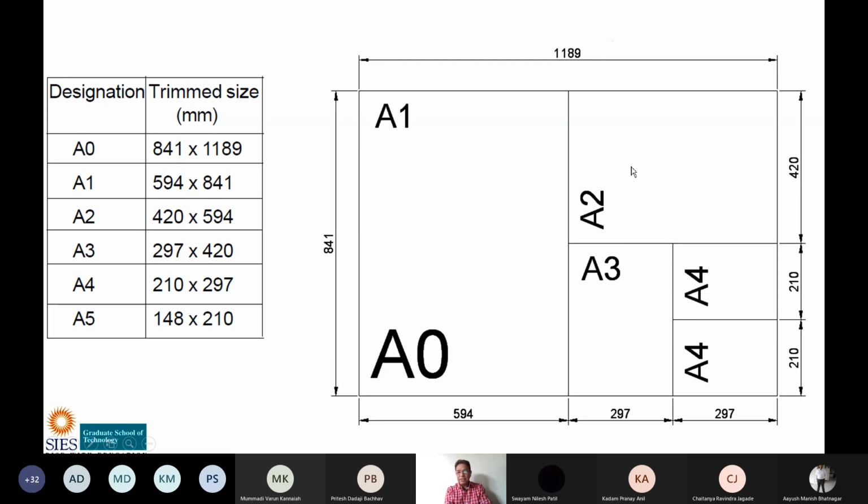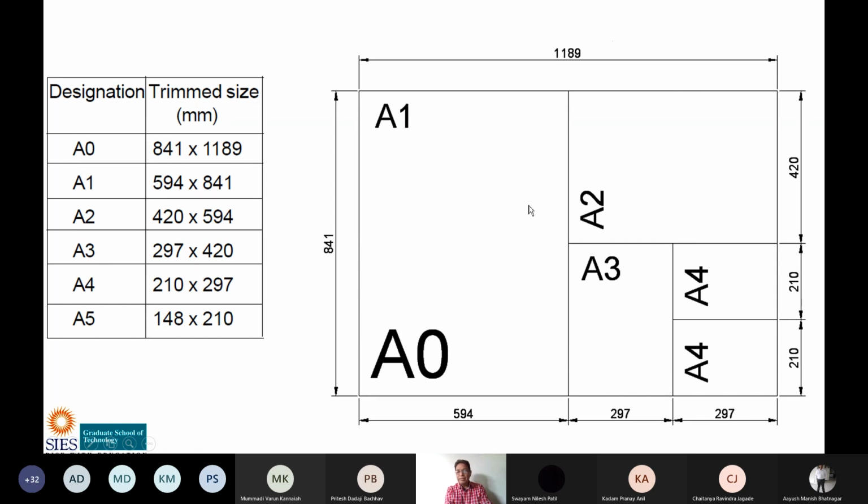When you keep two A2 size sheets, this is one A2 and this is one A2, this A2 and this A2 become this complete rectangle. That becomes the A1 size. A1 size is this much. You can see the dimensions also.